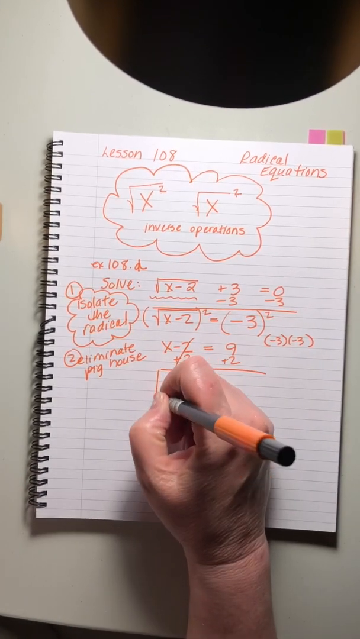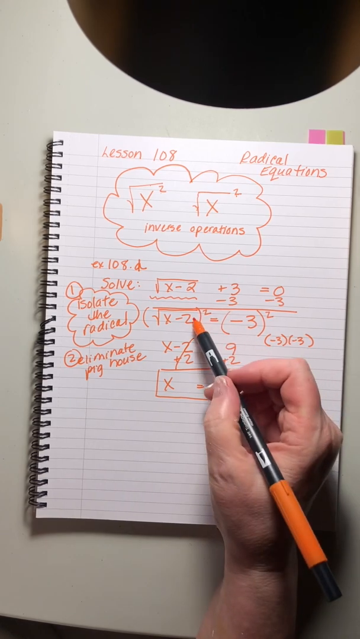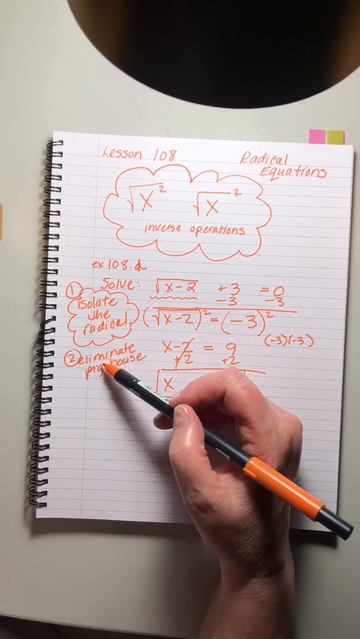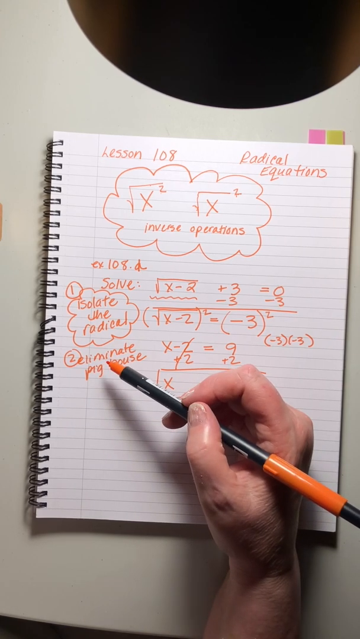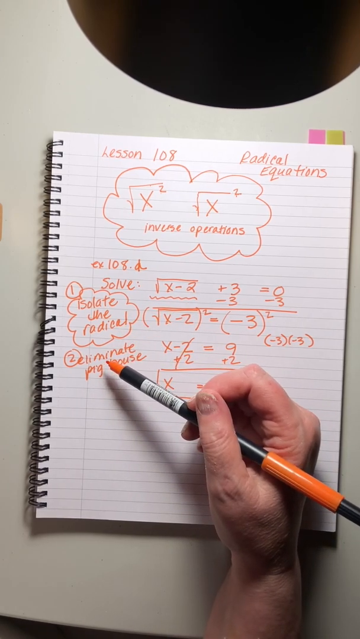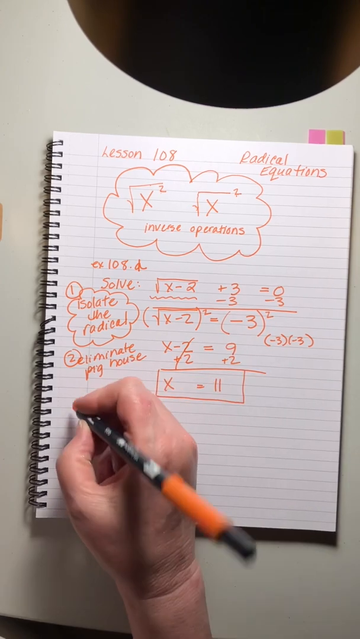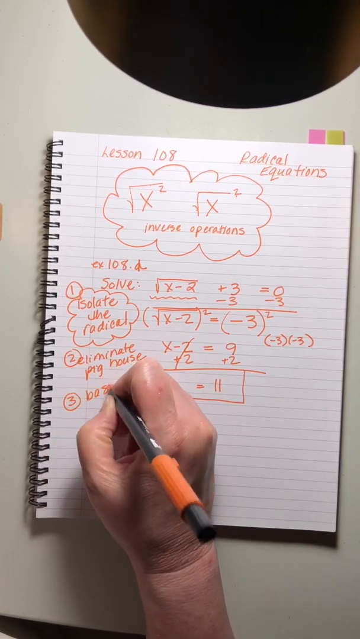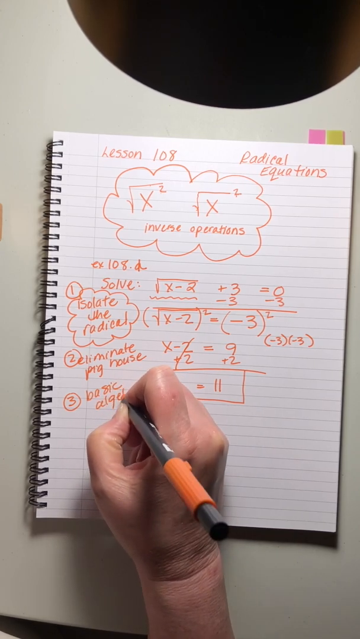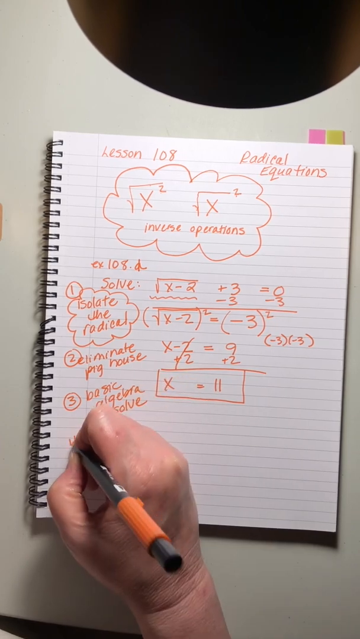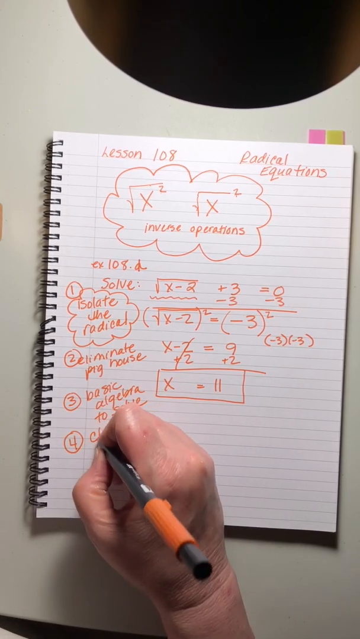But here's the thing. When we do this squaring to kill the square root thing, when we isolate the radical and then eliminate the pig house, things can go a little screwy in the numbers. So with these problems, when we isolate the radical and then eliminate, we always check. 3 is basic algebra, to solve. 4, this is the drama. Check your answer.